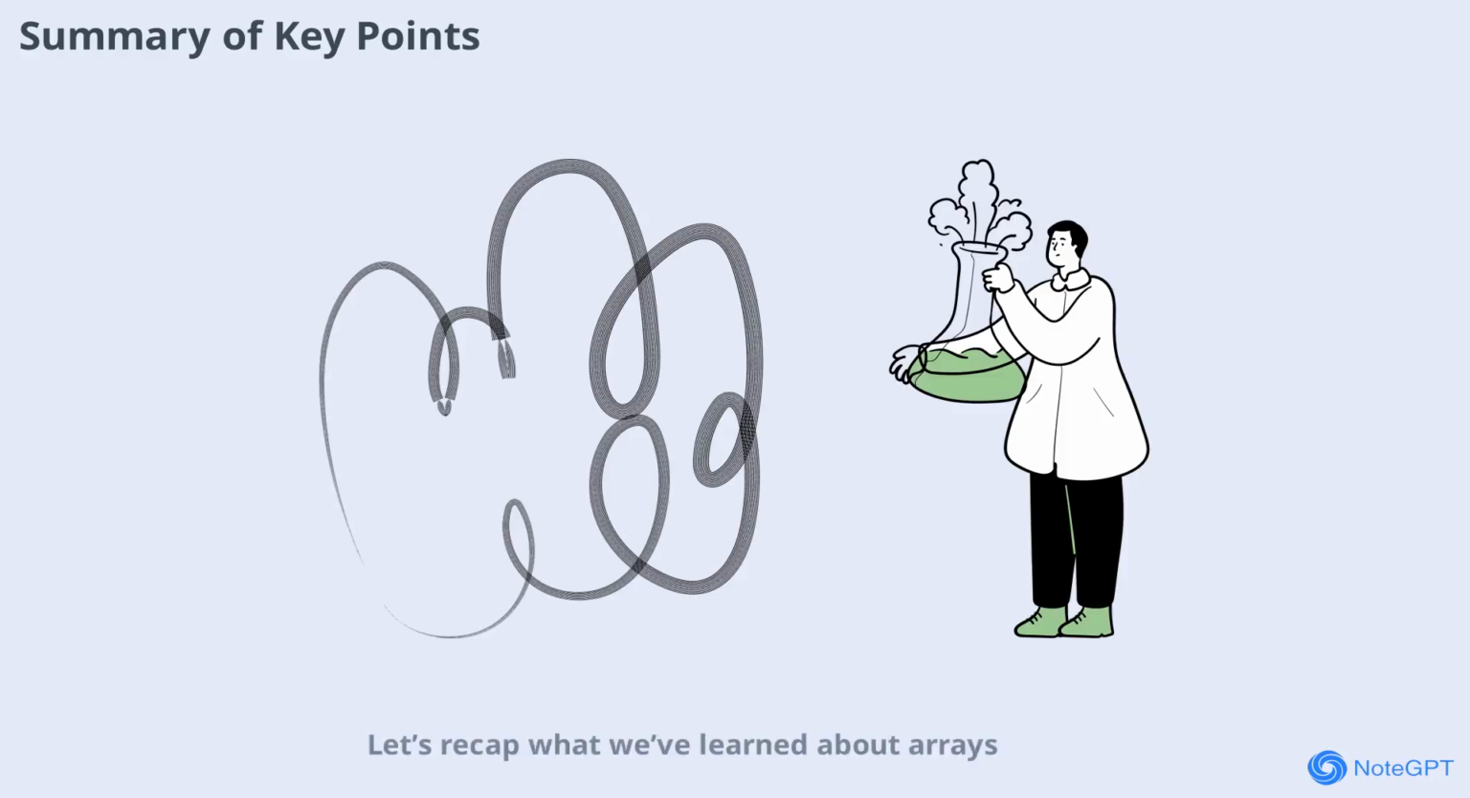Let's recap what we've learned about arrays. They are a fundamental data structure for storing collections of elements, offering fast access and efficient memory usage. Arrays come in various types and are used in countless applications. Understanding their strengths and limitations will help you write better code and solve complex problems more effectively.